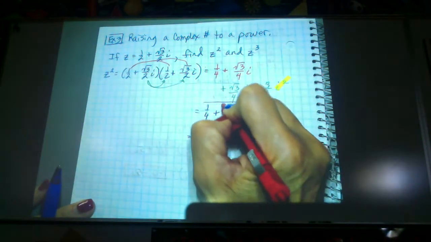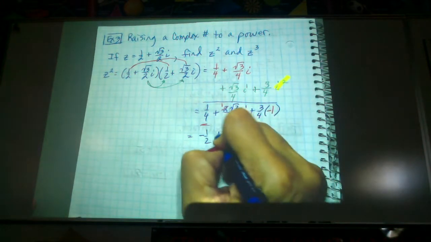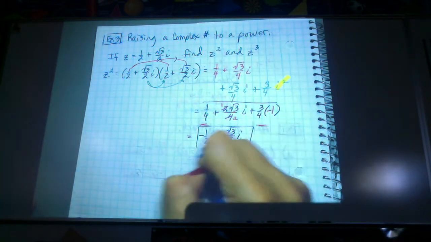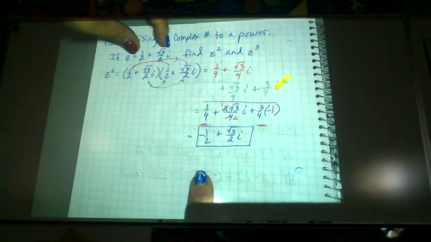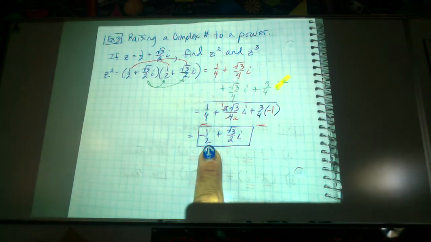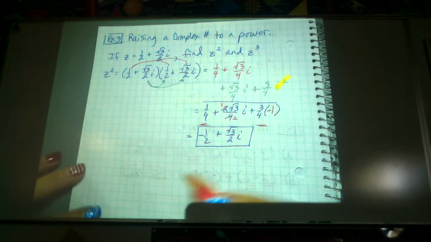And then I have this. Doesn't the 2 cancel into the 4 twice? So I'm left with negative 1/2 plus a radical 3 over 2i. So oddly enough, when I took z and squared it, the only thing that happened was the 1/2 turned to a negative on this particular example. We'd have to make a hypothesis to see if that would work for everything with a complex number. So then we're going to look at, let's look at z cubed.